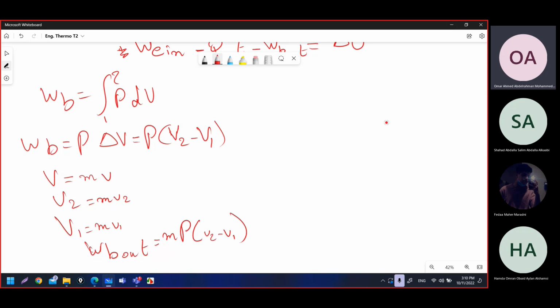I have the pressure, I have the mass, and I need to find the specific volumes. But let's see how we will get the specific volumes.